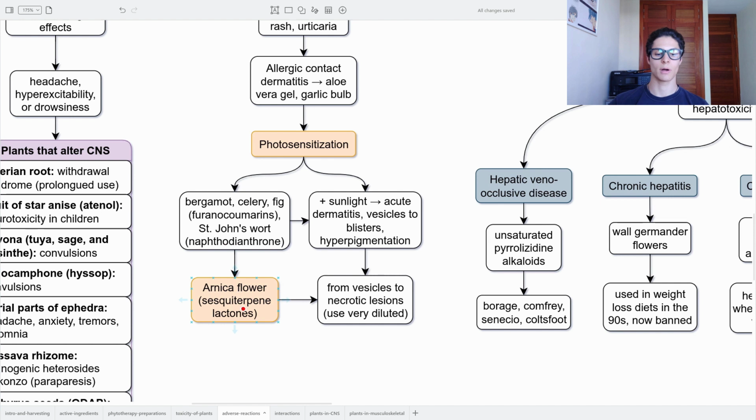The arnica flower as well has sesquiterpene lactones, and these, together with sunlight, can cause acute dermatitis, vesicles that can become blisters, and hyperpigmentation of the skin. And in case of the arnica, we can go from vesicles to even necrotic lesions. So we have to use it very, very diluted.